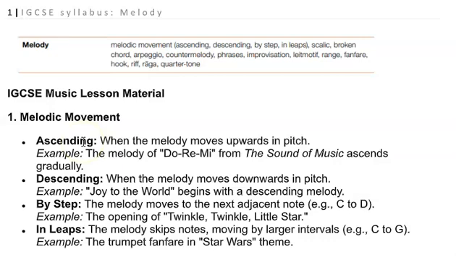A good example is the melody of Do, Re, Mi, from The Sound of Music. Okay, Do, a deer, a female deer. So that C, D, E, for instance, is upwards in pitch. Descending, when the melody moves downwards in pitch. So step by step still. Joy to the world. Okay, so it goes down in scale.